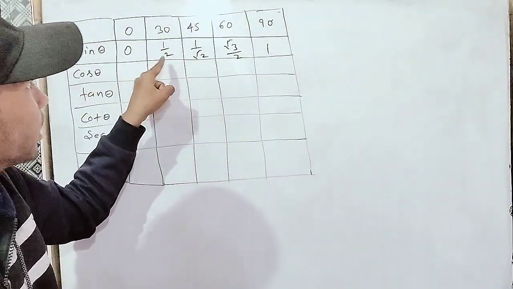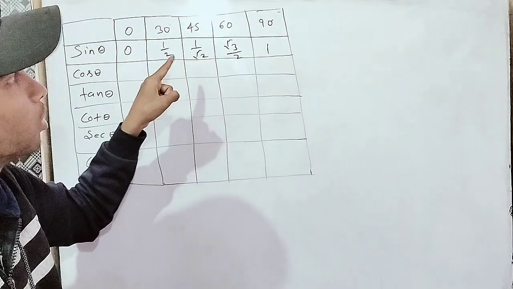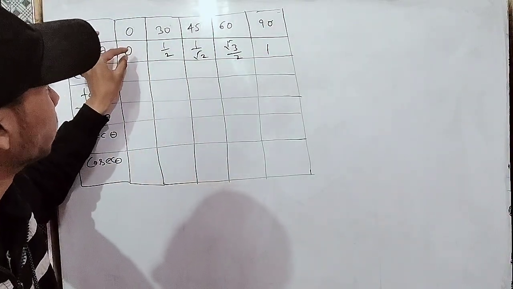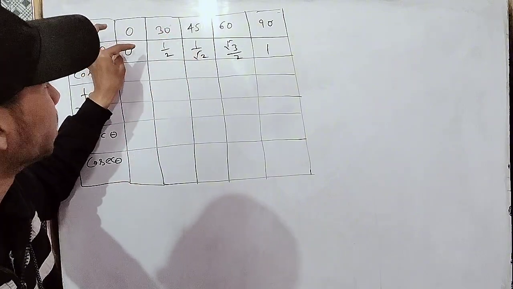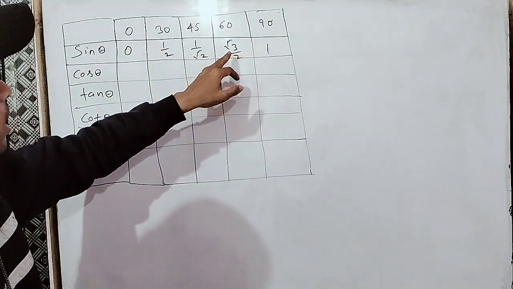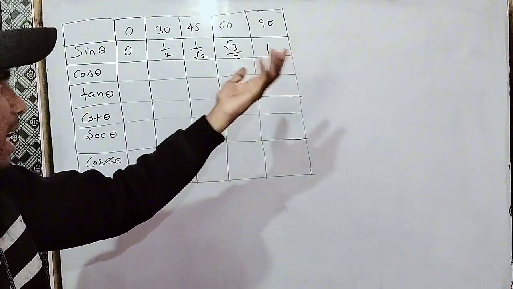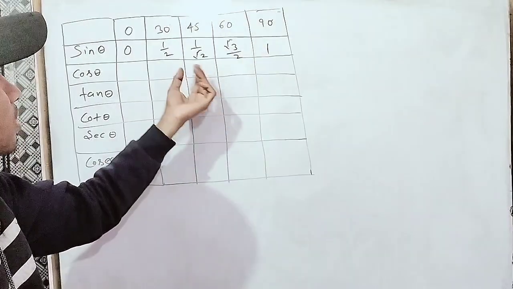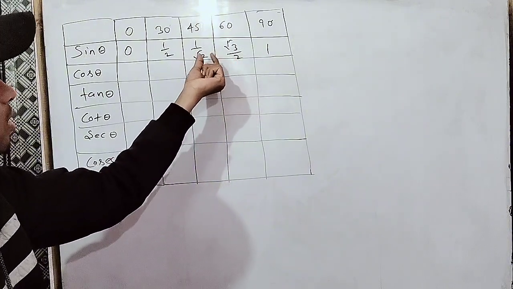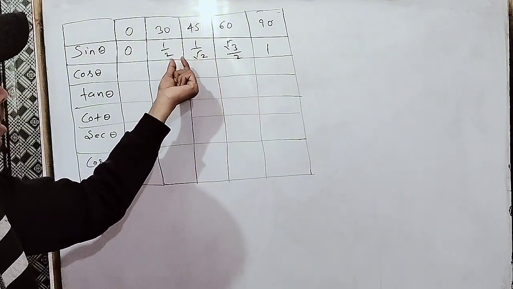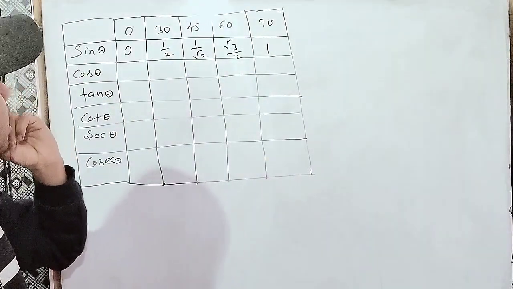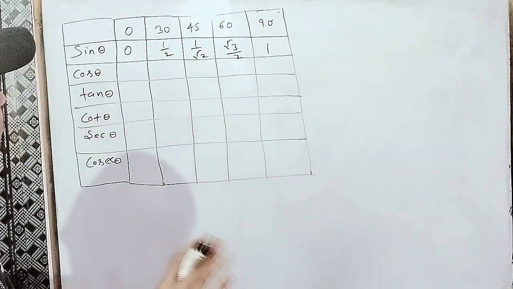We have written these three values because they come between 0 and 1. This would be something like 0.9, 0.7, 0.5, 0.3 like that.